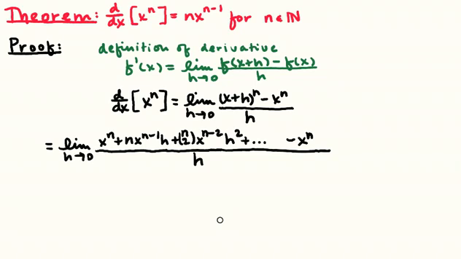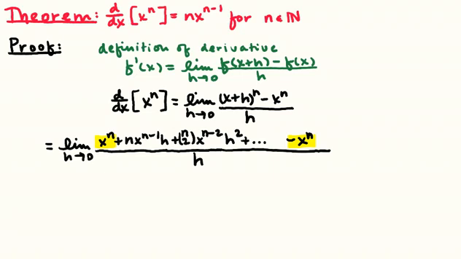Each term after that is going to have a higher and higher power of h. And the important thing about these terms, I've just kind of put them in as a ... is that they all have more than one power of h in them. Okay? And then I'm subtracting x to the n and dividing by h. Well, what I'm going to point out is that the first and last terms are x to the n minus x to the n. So those are going to go away.